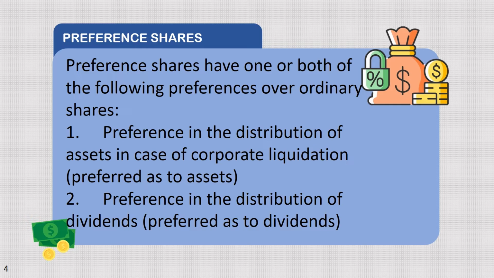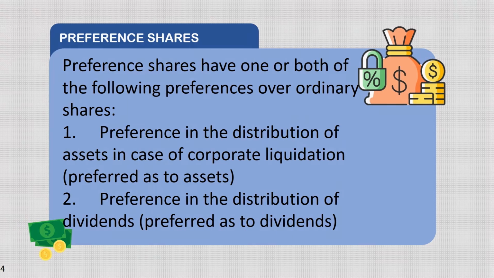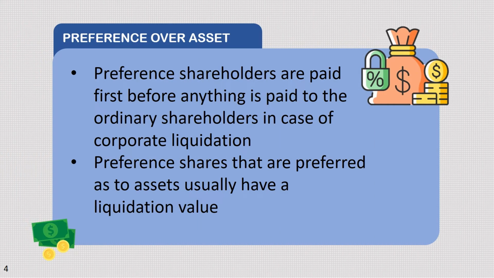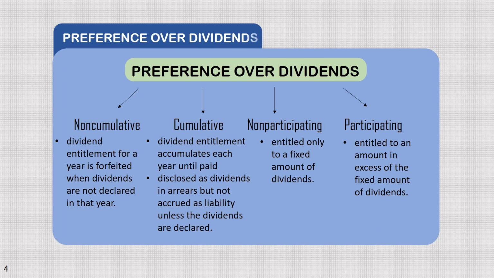Preference shares have one or both of the following preferences over ordinary shares. First, preference in the distribution of assets in case of corporate liquidation. And second is preference in the distribution of dividends. Preference over assets: preference shareholders are paid first, before anything is paid to the ordinary shareholders, in case of corporate liquidation. And preference shares that are preferred as to assets usually have a liquidation value. Liquidation value is an amount more than the par value that the preference shareholders are entitled to receive in case of corporate liquidation.